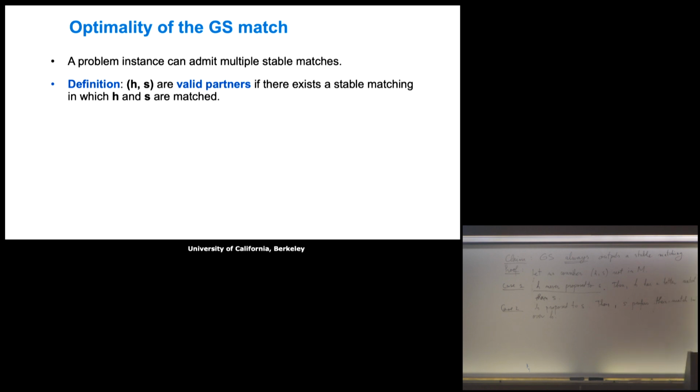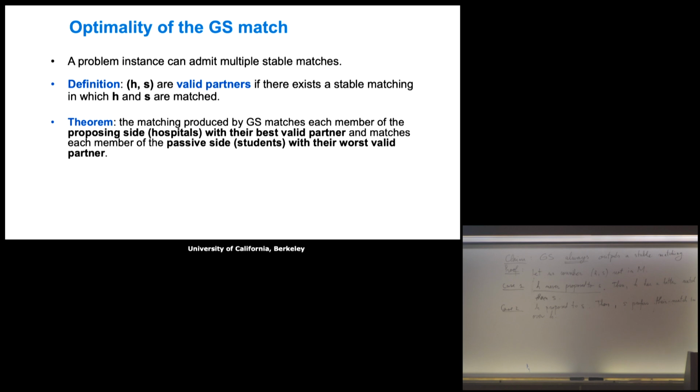Okay. Then a beautiful result says that the output produced by the algorithm we discussed, the Gale-Shapley algorithm, will always produce a matching in which the proposing side, the hospitals, get their best valid partners, and the passive side, the students, always get their worst valid partners. Okay.